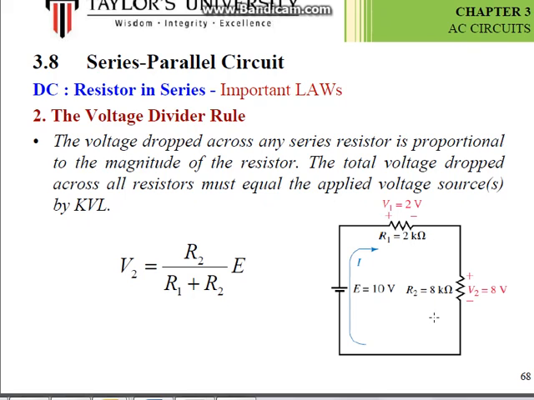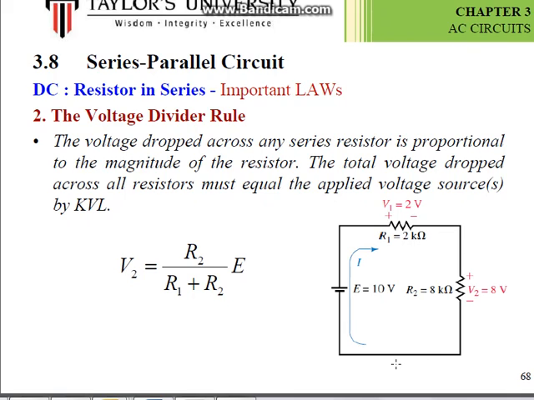I have two resistors. If I want to know, let's say, the voltage that goes across this 8 kilo ohm resistor over here, V2, how do I find V2? V2 goes by this formula. You take the resistor of which the voltage you want to find. This is R2, right? So you take R2 over the combination of all the R's that you have in a circuit.